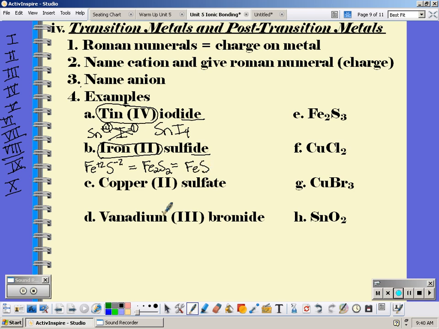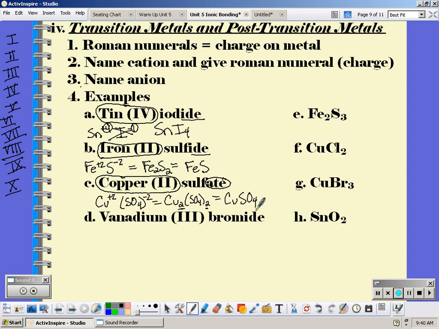Copper 2 sulfate. The 2 belongs to the copper. The ATE tells me that it's a polyatomic. So I have Cu +2 and then SO4 -2. So that would give me Cu2(SO4)2. 2 and 2 reduces to CuSO4.